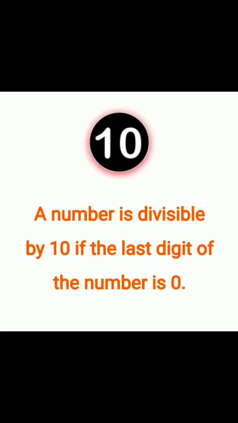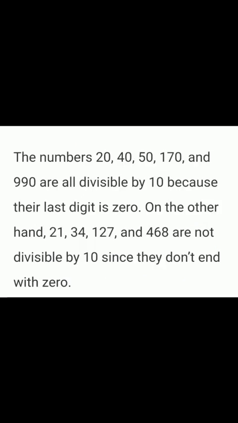Okay, which numbers are divisible by 10? A number is divisible by 10 if the last digit of the number is 0. When the last digit of the number is 0, then the number is divisible by 10. The numbers 20, 40, 50, 170 and 990 are all divisible by 10 because their last digit is 0. On the other hand, 21, 34, 127 and 468 are not divisible by 10 since they don't end with 0.